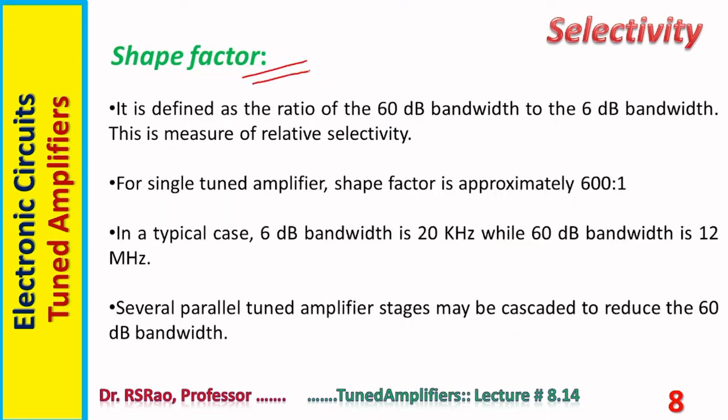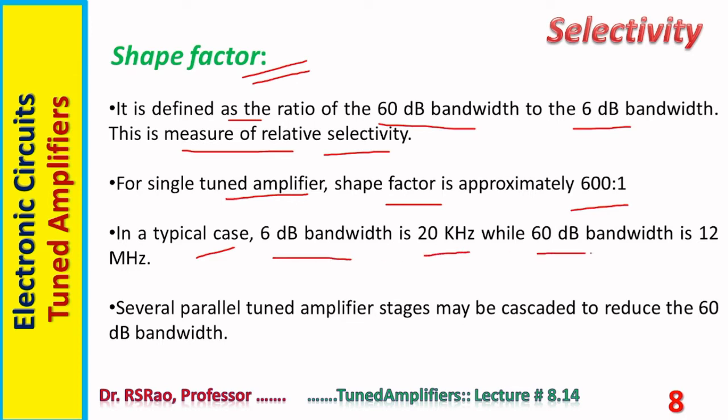Another parameter used while describing the performance of tuned amplifiers is the shape factor. What is it? It is defined as the ratio of 60 dB bandwidth to 6 dB bandwidth. This is a measure of relative selectivity. For a single tuned amplifier, shape factor is approximately 600:1. In a typical case, 6 dB bandwidth is 20 kHz, while 60 dB bandwidth is 12 MHz. Several parallel tuned amplifier stages may be cascaded to reduce the 60 dB bandwidth.